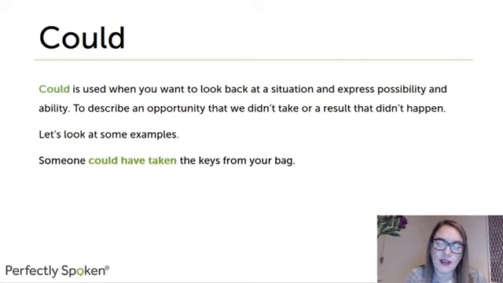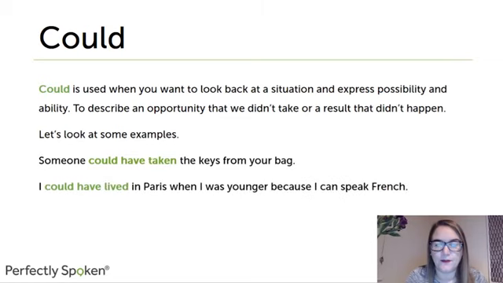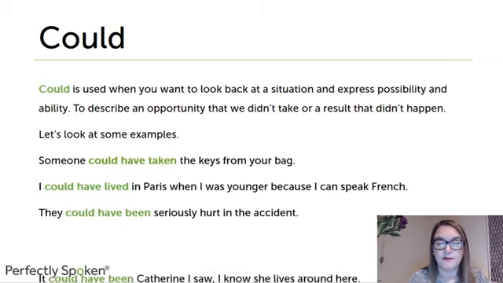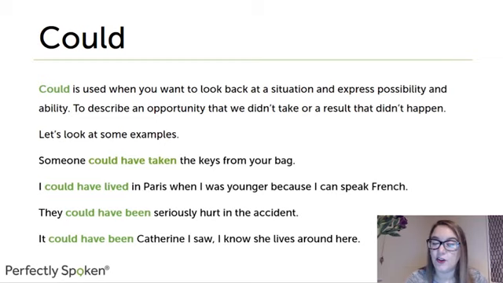Someone could have taken the keys from your bag. I could have lived in Paris when I was younger because I can speak French. They could have been seriously hurt in the accident. It could have been Catherine I saw. I know she lives around here.